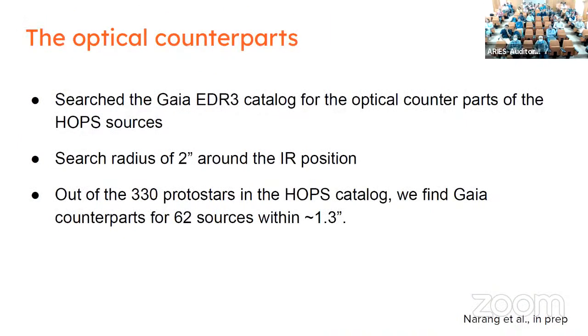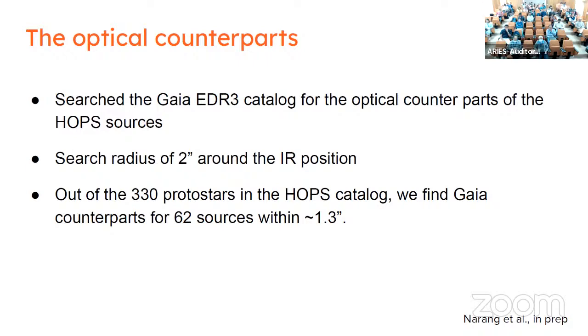To detect these protostars at optical wavelengths, I use the latest Gaia catalog, that is Gaia EDR3, and I use a search radius of 2 arcseconds around the IR position of the protostars. The IR position is from IRAC 2, 3, and MIPS, and we found about 62 counterparts to the 330 protostars in Orion within 1.3 arcseconds.